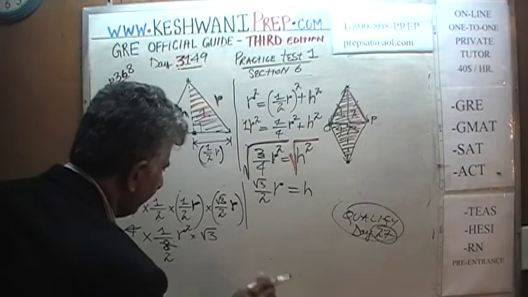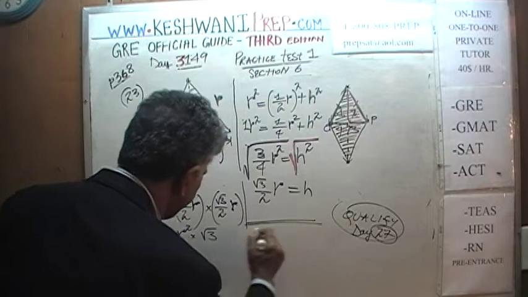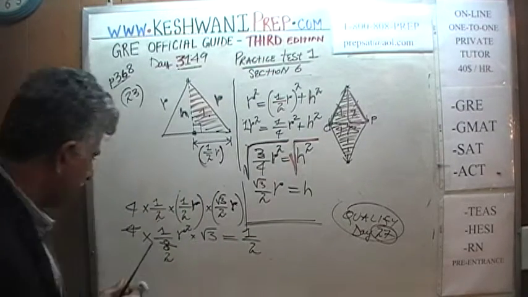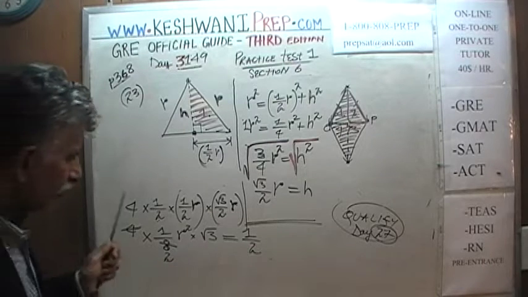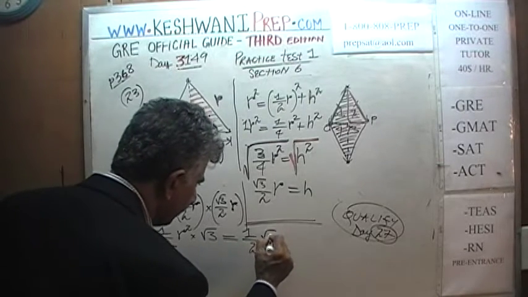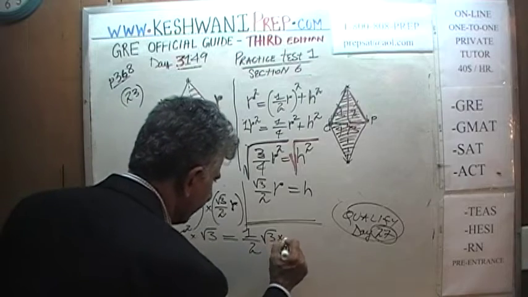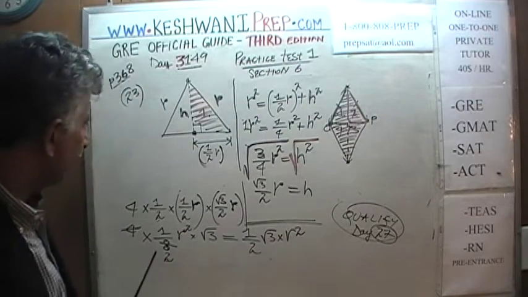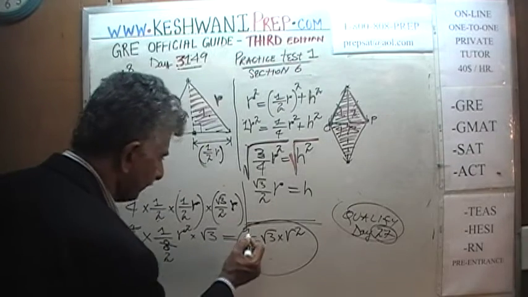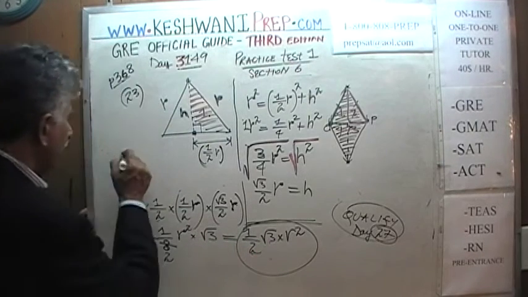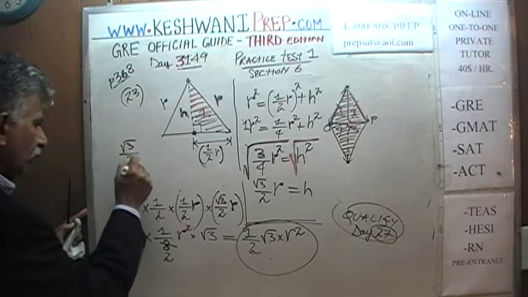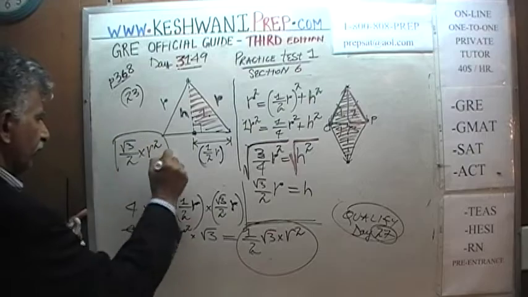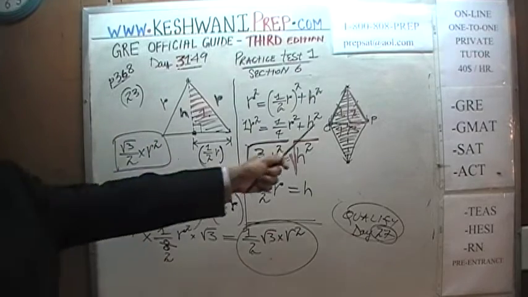I'm going to continue this way. So 1 over 2, right here, 1 over 2 times root 3 times r squared. Or if you like, we can also write this quantity as, instead of writing 1 over 2 and then root 3, root 3 over 2 times r squared. There is your answer. That quantity represents the area of this whole thing.